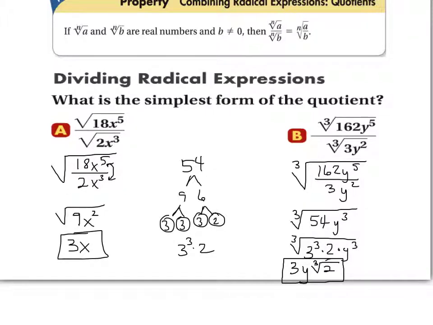So it's not horribly different from multiplication. In these cases, these problems were nice because the fractions went away with simplifying.